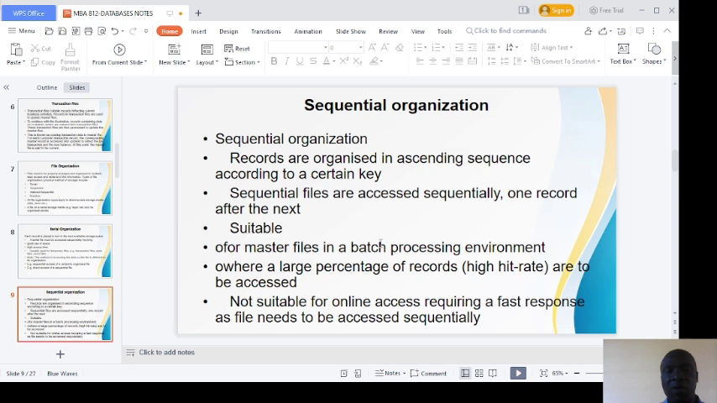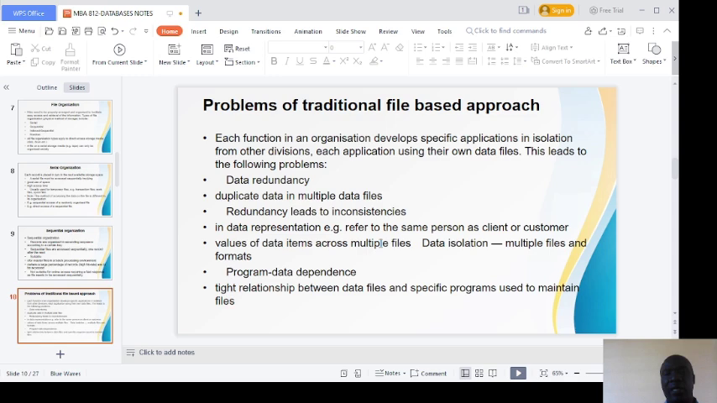Now let's look at the problems of the traditional file-based system. This is where we use a non-electronic form of system. We use the normal files and folders. Each function in most organizations develops specific applications in isolation from other divisions. For example, before the DBMS at AUC, we had different divisions. We have the academic division, we have the finance division, and from there again they are split down.